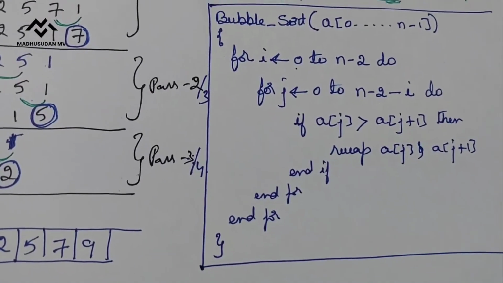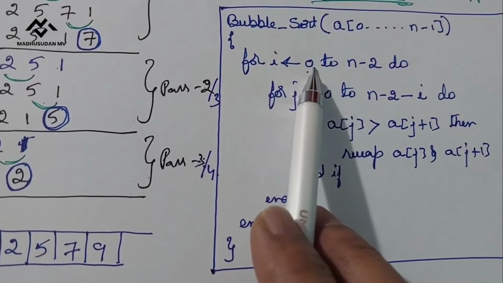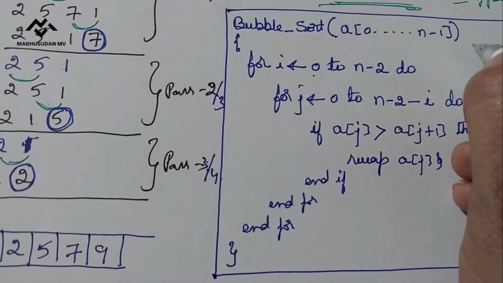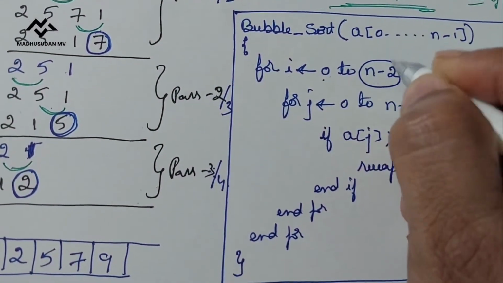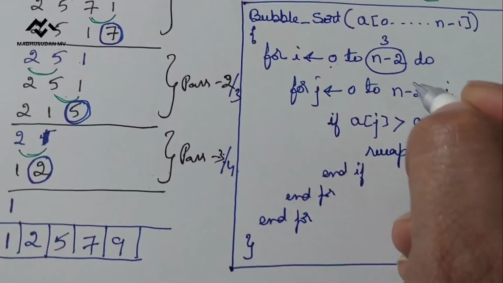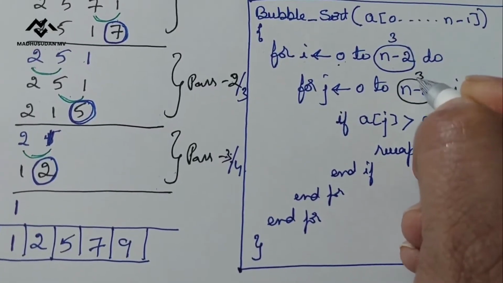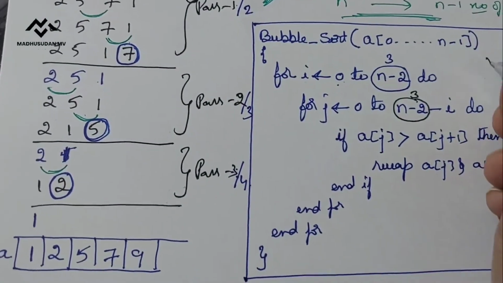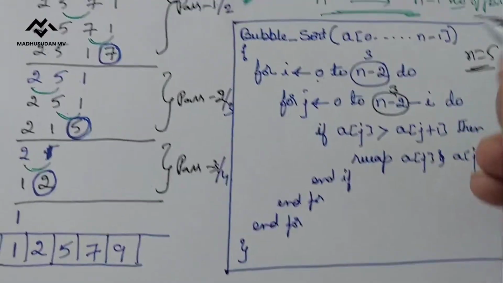Now let us trace this algorithm. First, initially i is equal to 0, up to n minus 2. Here n is equal to 5, since we have taken 5 elements. So 5 minus 2 is nothing but 3.